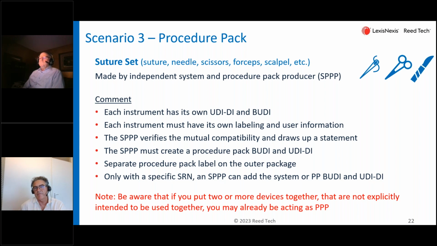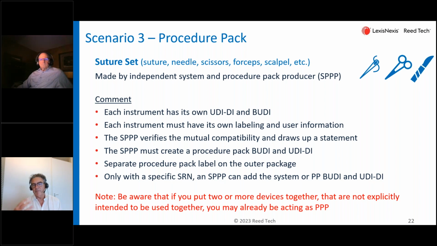You put them together, then you're putting a procedure pack together. And as a system and procedure pack producer, SPPP, you can do that, right? You must check, that's Article 22, you must check the mutual compatibility, if you can use them together, and if they're still used within their intended purpose. If that's the case, Article 22 applies. And you have to draw up statements to do that. So then you, as a system and procedure pack producer, can create a basic UDI and a UDI for that package.